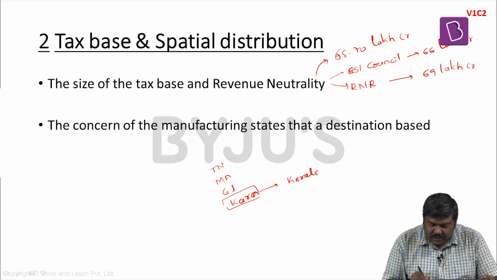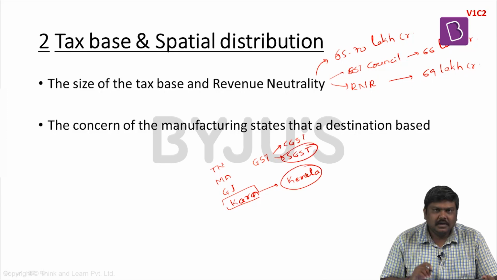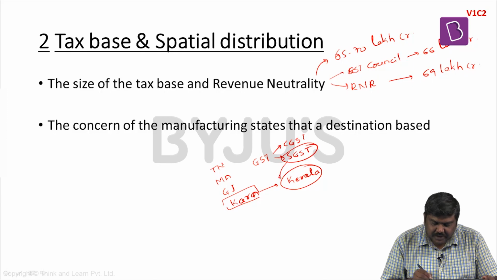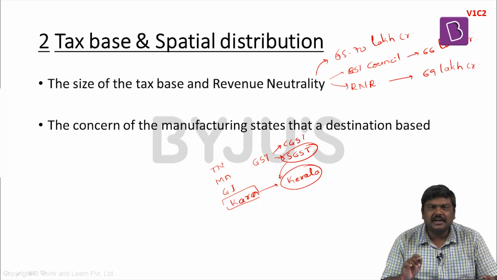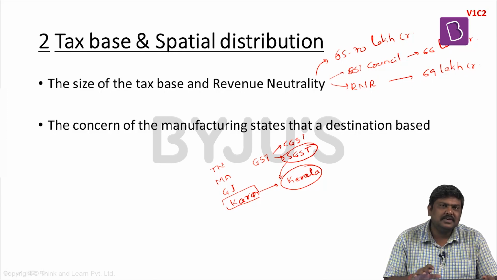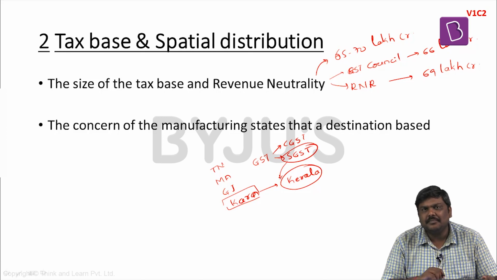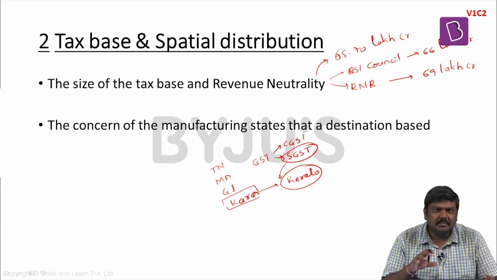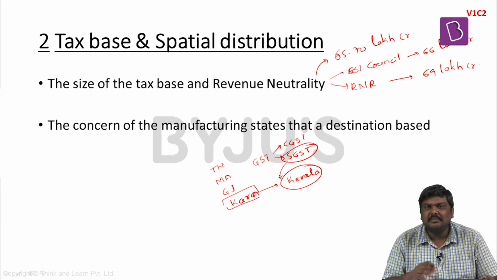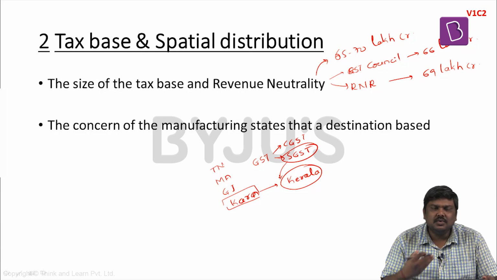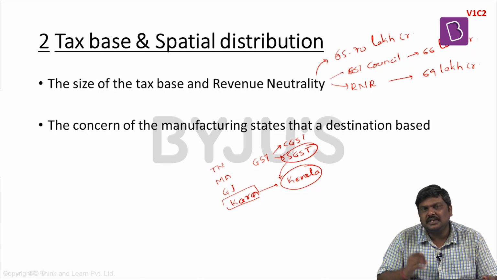Now, all of us know that GST has a dual structure, that is CGST as well as SGST. The SGST component in this particular trade or transaction will be going to the state government of Kerala, whereas the manufacturing has happened in the state of Karnataka. There is a fear amongst these manufacturing states that since their base is manufacturing, they may lose out on the revenues with the implementation of GST.